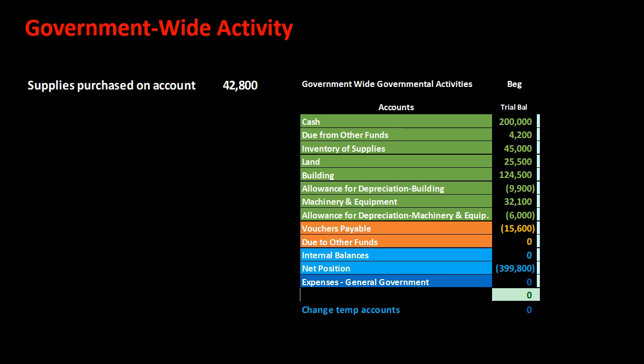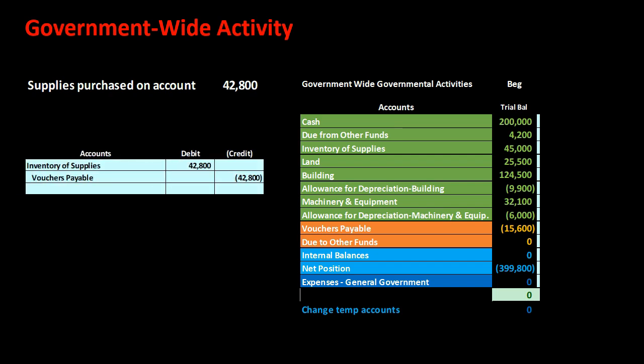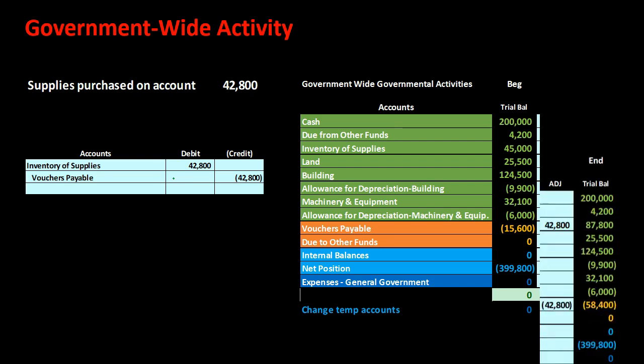So, government-wide activities, first item, supplies purchased on account. So we're going to purchase supplies on account. Transaction, then the supplies is going to go up. We're going to have the inventory of supplies, and the other side being vouchers payable. This should look familiar, except vouchers payable would be replaced with basically accounts payable in normal accrual accounting.